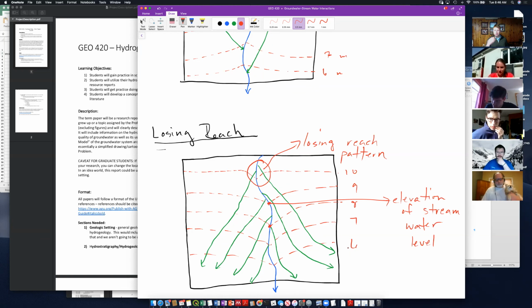Okay, so let's think about what we know about streams. Does this elevation in this stream stay constant? Is the water level in the stream going to be 9 meters all the time? No. Stream levels vary all the time. So for those of you who are in Missoula right now, the Clark Fork is turning brown, water levels are rising.